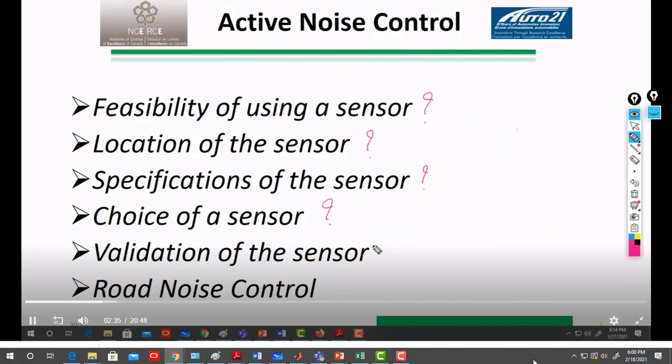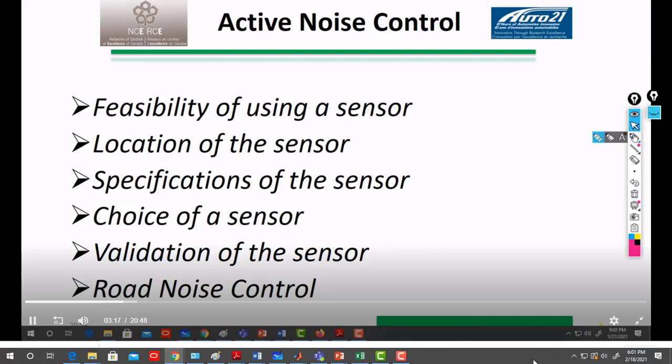So that's the journey of this research project, starting by checking if it's feasible or not to use a sensor on tire. Maybe it's not feasible, so why use it? Then if it is, where is the best location of putting that sensor? Is it outside? Is it in the sidewall, in the tread, inside, outside? And what are the specifications? Now we need to choose a sensor that satisfies our specification. Then we need to validate the sensor on the tire, and at the end use it for road noise control.